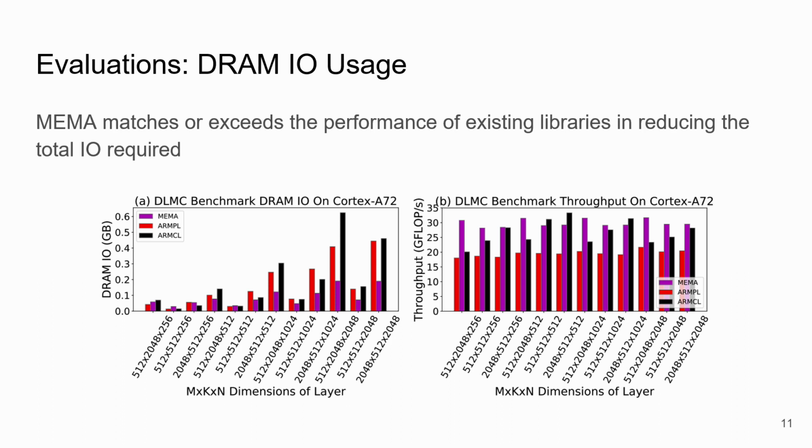And on the right diagram, the throughput diagram, our throughput is either the same or better than anyone else, and it also has less variance. It's kind of similar because we're doing this optimal scheduling, picking the right loop order whenever we want to.